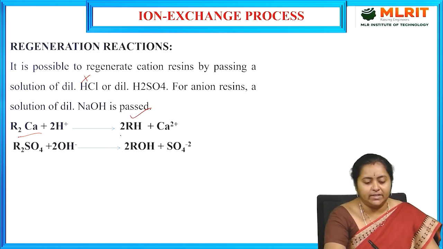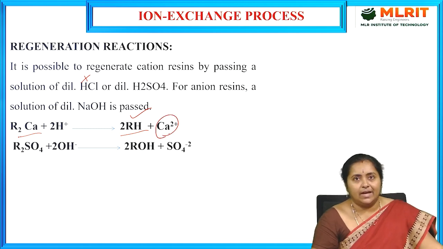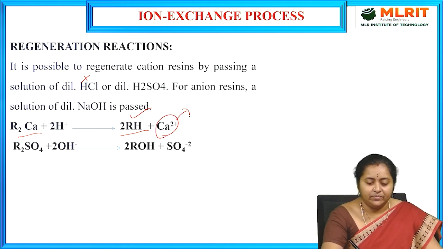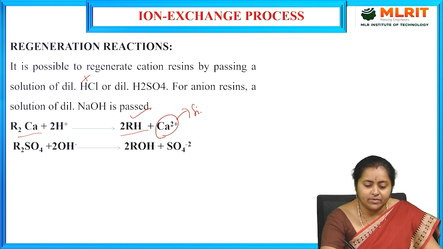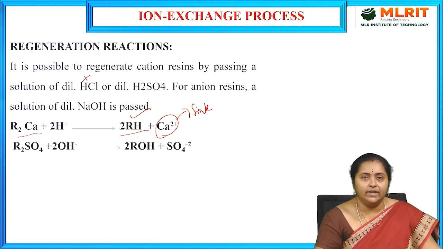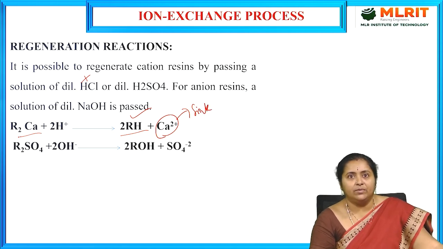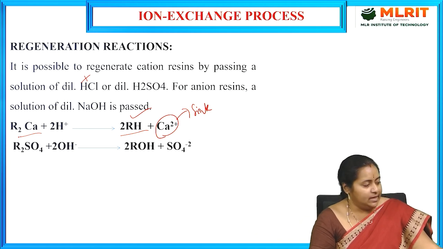That means RH is again regenerated, and then finally producing calcium ions. These will be removed from the outlets that were provided at the bottom of each tank, the cation exchange tank and the anion exchange tank.